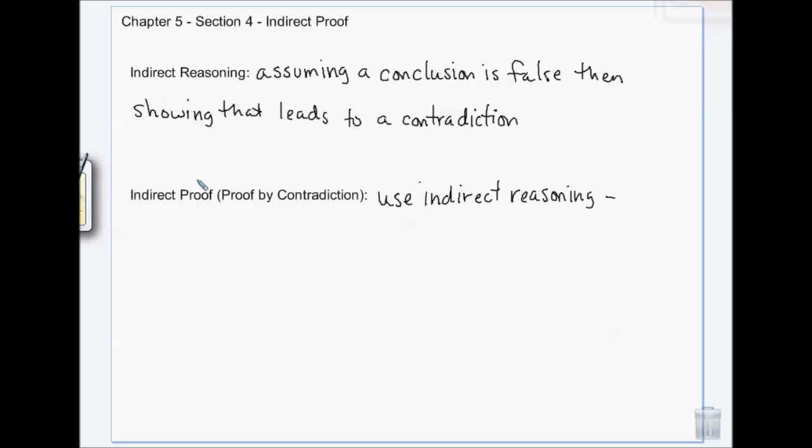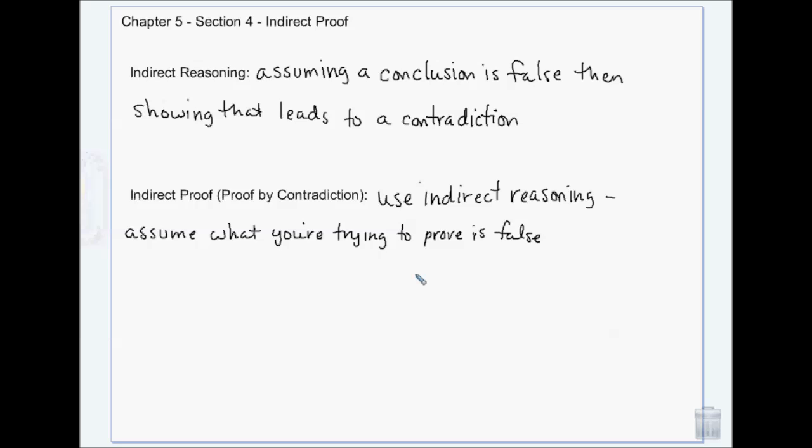In indirect proof, we're going to assume that what we try to prove is false. Okay, let's say I want to prove that the sky is blue. Then my first statement is the sky is not blue. So I start with making it false.